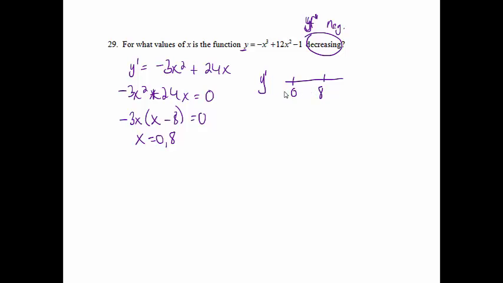If I put negative 1 into the derivative, I will get a negative answer. If I put 1 into the derivative, I'll get a positive answer. And if I put 9 into the derivative, I'll get a negative answer. So when it says where is the function decreasing, that would be wherever the derivative is negative, which would be from negative infinity to 0 and 8 to infinity. And that would be because y prime is negative.